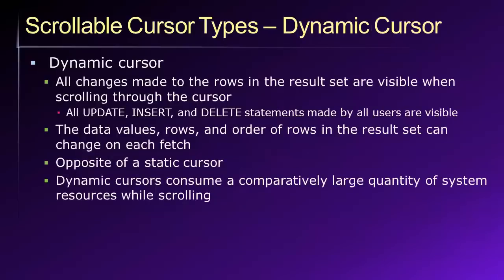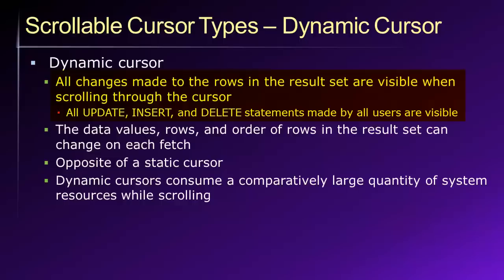Finally, we have dynamic cursors. And a dynamic cursor is essentially the opposite of a static cursor. Dynamic cursors use a comparatively large quantity of system resources because they allow all changes that are made to the rows of a result set to be visible while the cursor is scrolling. So as I scroll through my dynamic cursor forward or backward, any changes that have been made to the result set are going to be visible to me through the cursor.